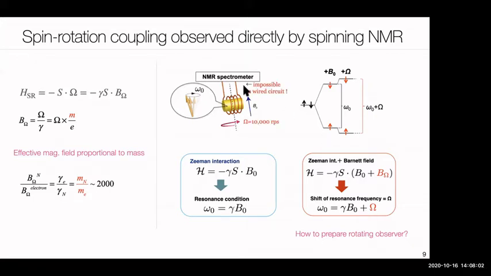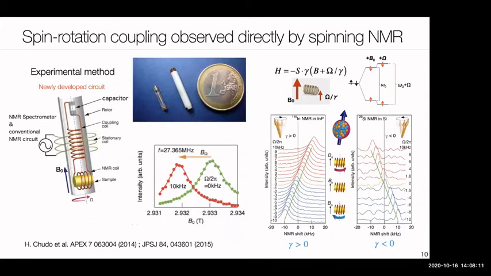Because if you use the wired circuit, you cannot rotate this spectrometer. So our collaborator, Dr. Chudo, developed the new experimental method, as shown here. By using this new method, the spinning NMR, in the absence of the spin rotation coupling, is shifted due to the spin rotation coupling.